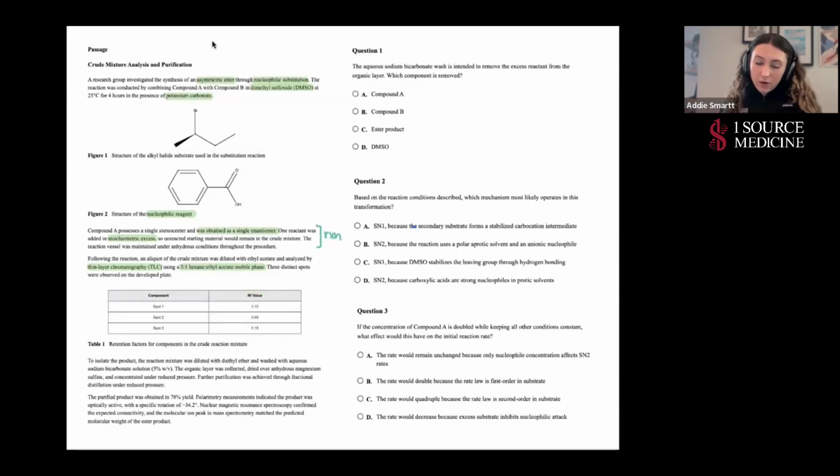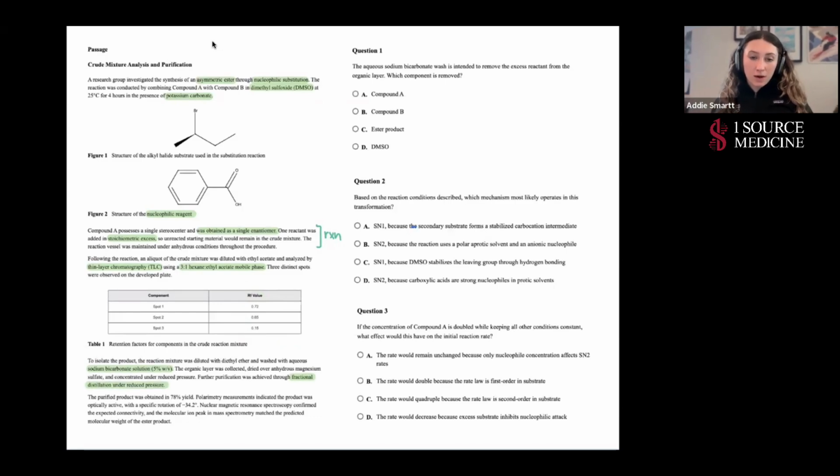Then further, to isolate the product, the reaction mixture was diluted with diethyl ether and washed with sodium bicarbonate solution, 5% weight per volume. So I'd probably just highlight that. The organic layer was collected, dried over anhydrous magnesium sulfate, and concentrated under reduced pressure. Further purification was achieved through fractional distillation under reduced pressure. So highlight that because they could definitely ask us about distillation.